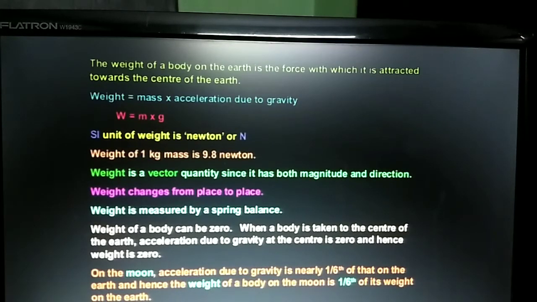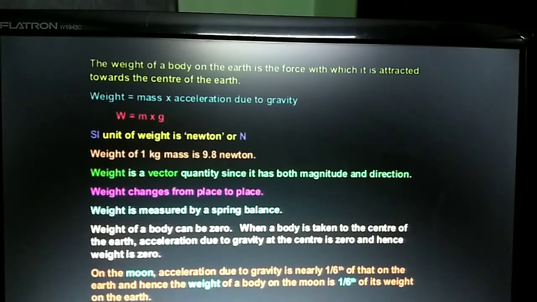And the value of g is more at the poles and less at the equator. Therefore, the weight of the body is more at the poles and less at the equator. In other words, a body weighs more at the poles and less at the equator. The value of g on the surface of different planets of the solar system is different. Therefore, the weight of the body is also different on the different planets.